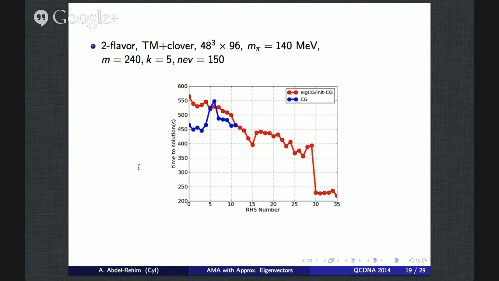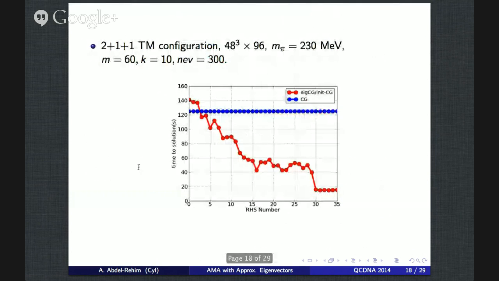And finally, this plot is from recent simulations at the physical pion mass on a 48 cube times 96 lattice. In this case, these new simulations are done with twisted mass plus a clover term. And here, it's actually a much harder problem. So eigCG is not as efficient, but in this test we didn't do a lot of testing, because I'm just showing here deflating 150 eigenvectors, and I really needed a large subspace to generate some of these 150 eigenvectors to some reasonable accuracy. So there is work to be done on this. But in these other lattices, it works reasonably well.